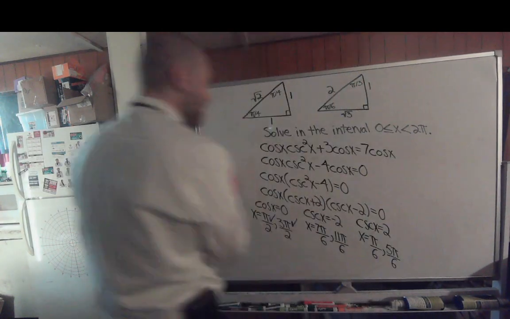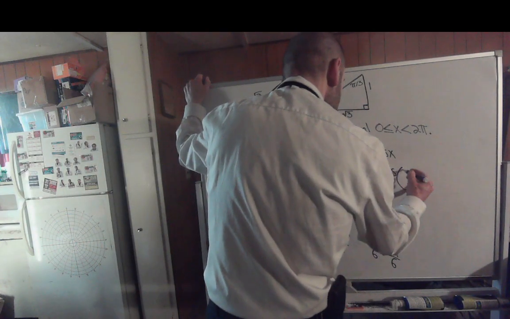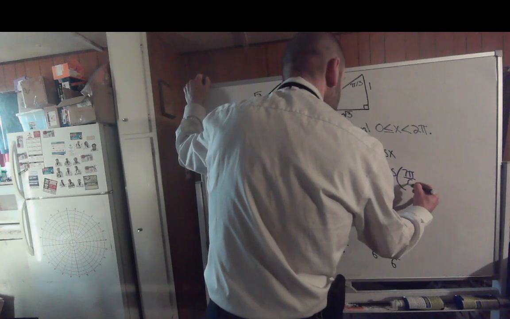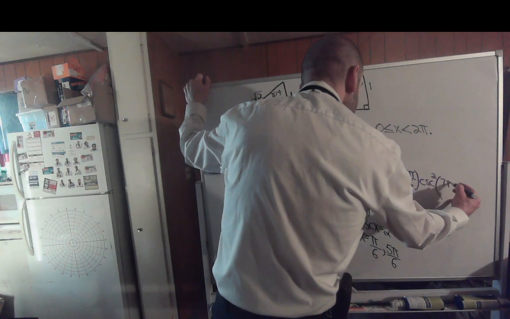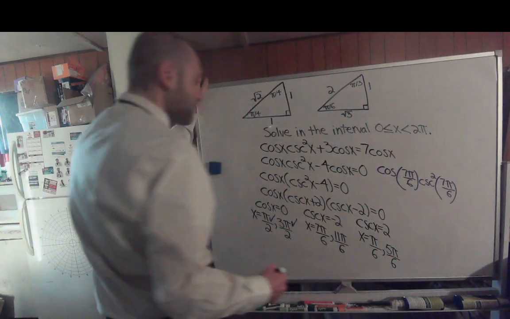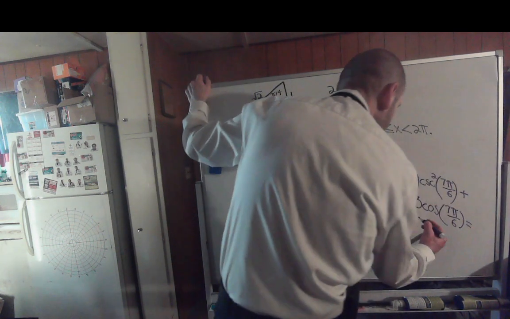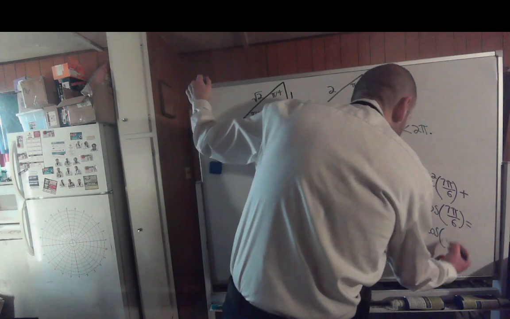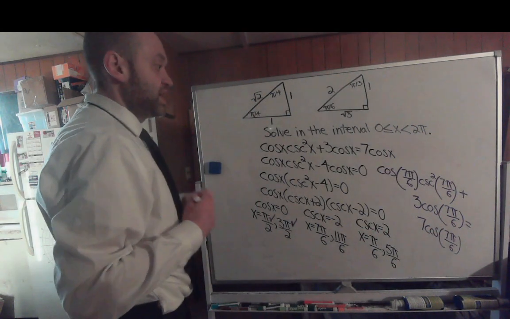So let's take the cosine of 7 pi over 6 times the cosecant squared of 7 pi over 6 plus 3 times the cosine of 7 pi over 6. Set that equal to 7 times the cosine of 7 pi over 6. And what do we get? What is the cosine of 7 pi over 6?